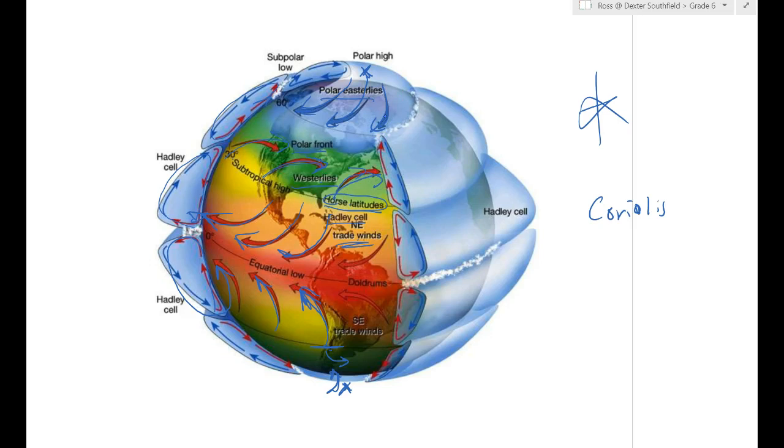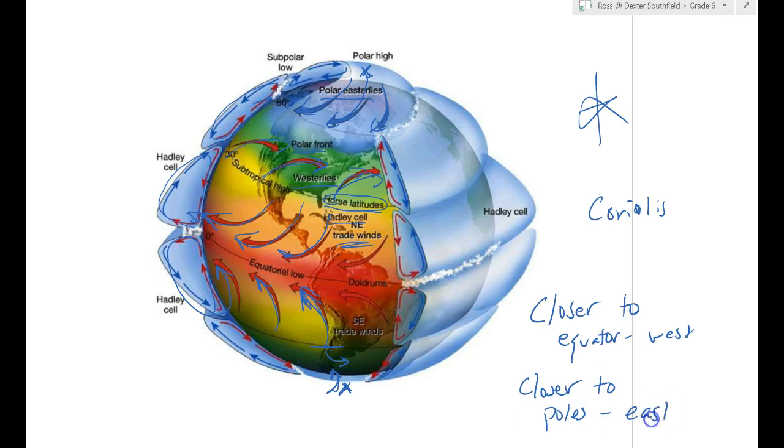As air moves closer to the equator, it goes west. So closer to the equator, it goes west. If it goes closer or travels to the poles, right, closer to the poles, it's going to go east.